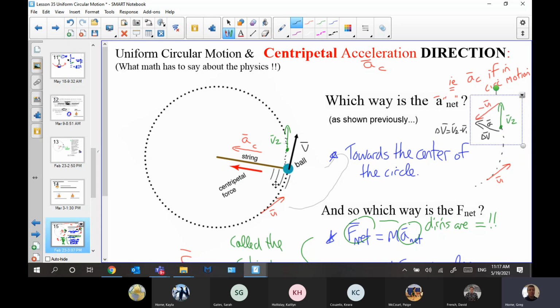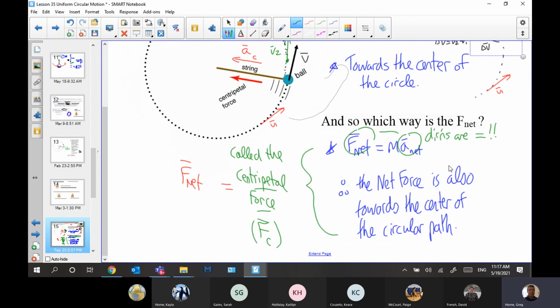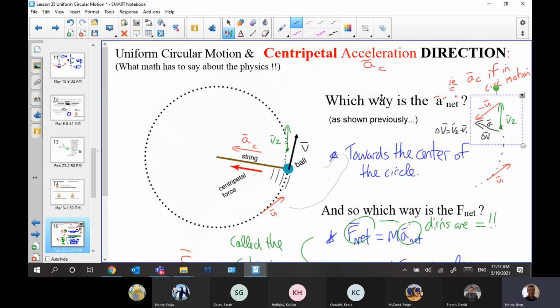So that's why I've shown it to you the way I have, right? Which way is the net force? Well, the net force is towards the center. It's the centripetal force. Net force is the centripetal force towards the center. So this page, just quickly and loosely, kind of shows that the acceleration really is towards the center.